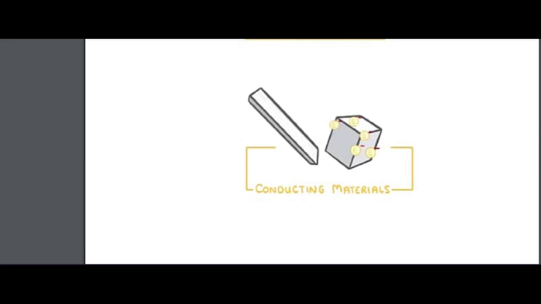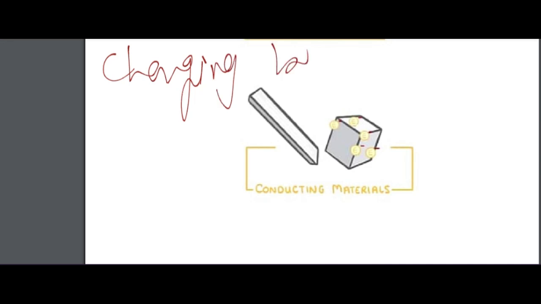Okay, then the charging. So this is a method, charging by friction. Today we will read about static electricity and how we can produce static electricity by different methods. This is charging by friction. It occurs when two insulating materials are rubbed together.